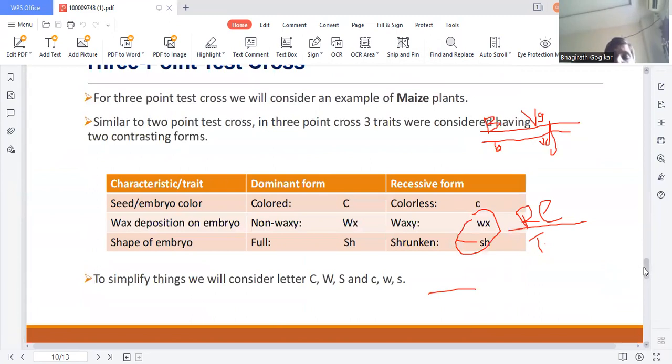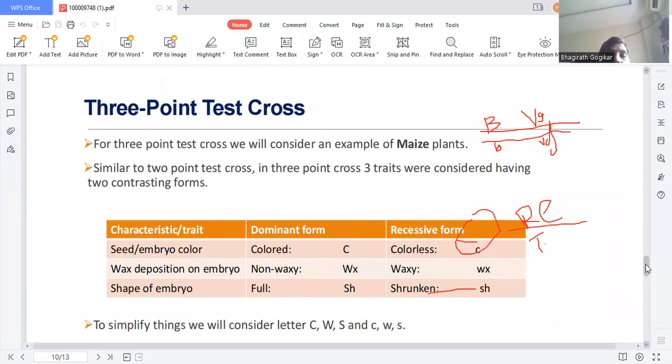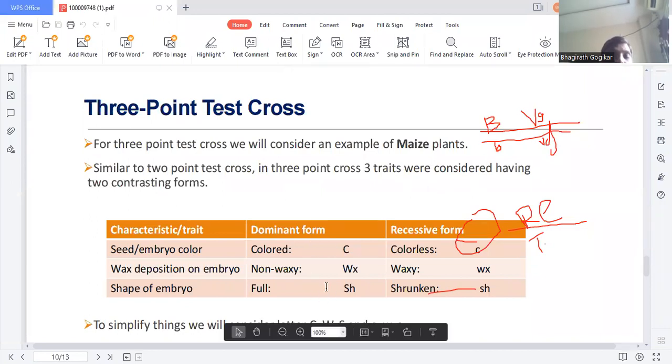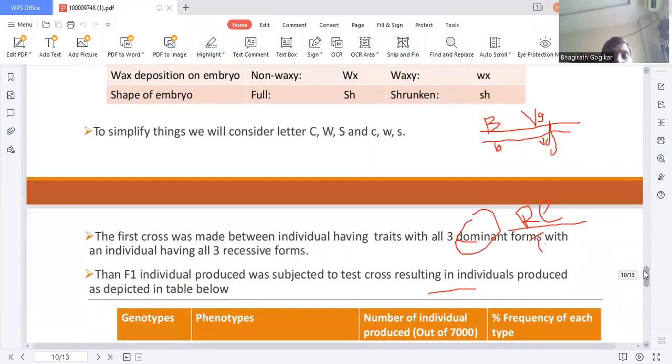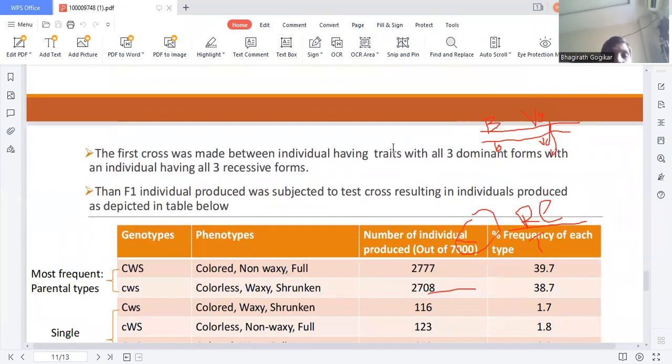Next, we can go for the 3-point test cross. For the 3-point test cross, we will consider an example of a maize plant, similar to the 2-point test cross. In the 3-point test cross, 3 traits are considered, each having 2 contrasting forms. So we consider 3 traits at a time, and we can go for the test cross. We are getting progeny like this. The first cross was made between an individual having all 3 dominant forms and an individual having all 3 recessive forms. That is the parental plants.